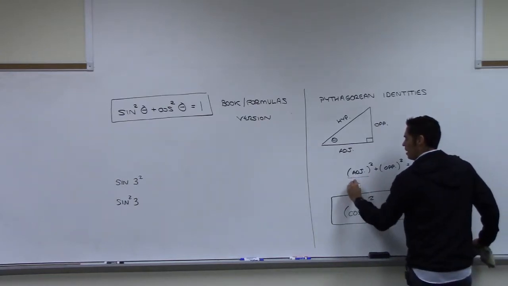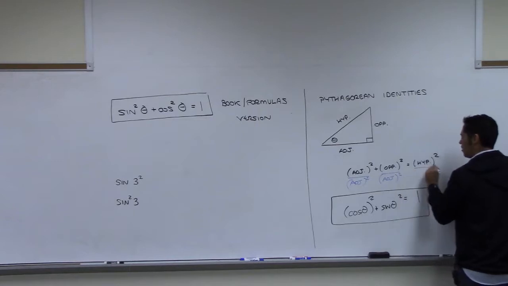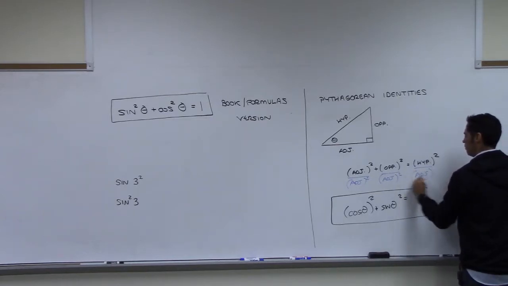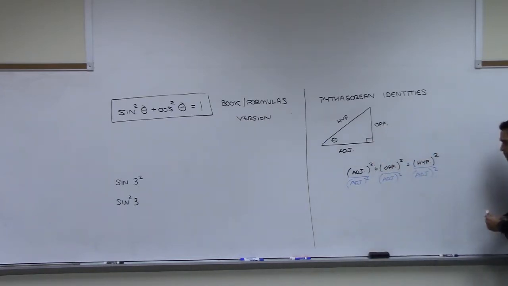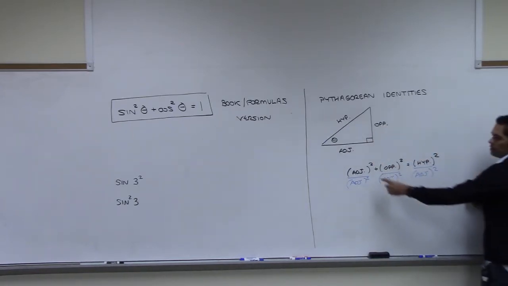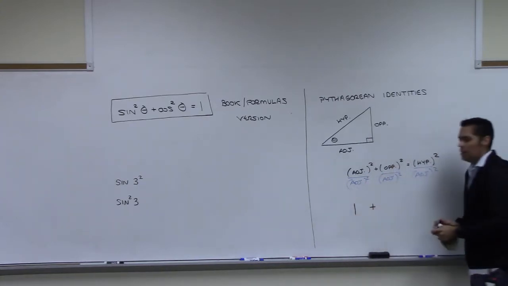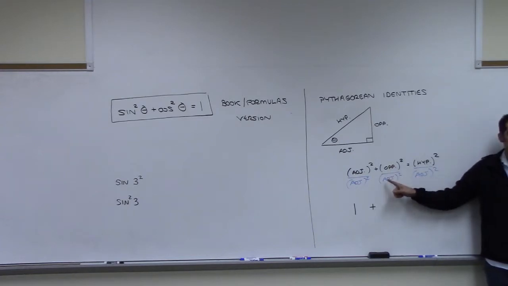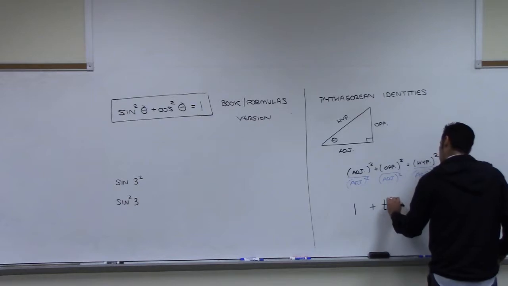What if I do adjacent squared here, adjacent squared here, and adjacent squared here? What would my new formula become? This would become what? 1 plus, if you're doing the opposite over adjacent, what trig function is that? Opposite over adjacent. Tangent, right? That's tangent squared. So this will become tangent squared theta.